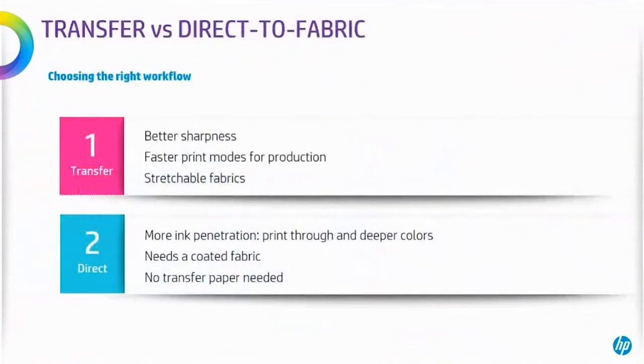So what's the difference in direct to fabric versus transfer? This is a question that I get a lot, so I felt like I really had to put it in here to address these. Well, transfer paper, you get better sharpness, you can actually print faster print modes, and you can address stretchable fabrics, which the printer can't really address very well.